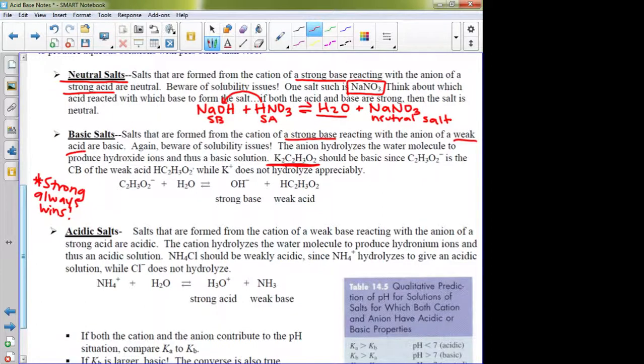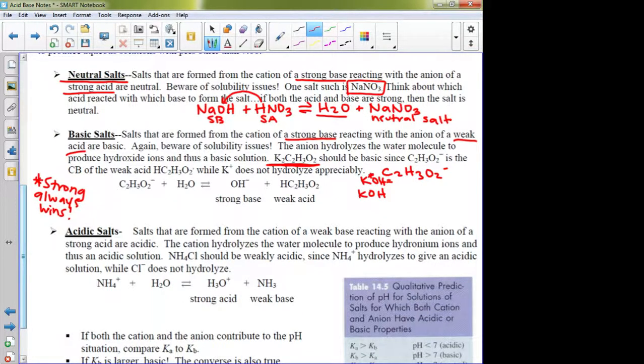K2C2H3O2. Now what I like to do is divide them up into ions. Okay? So I know that this is my acetate ion, C2H3O2 negative. Okay? And I know that K is what? Potassium, which is K positive. Okay? So my positive was obviously bonded to my what? Hydroxide, which is negative, which made those charges cancel and just gave me KOH.